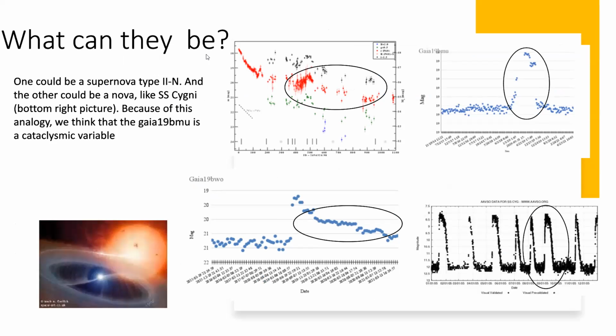So what could they be? One of these could be a supernova type 2N, and the other could be a nova, like the SX Cygni right here on the bottom right. And because of this analogy, we think that the Gaia 19 BMU is a cataclysmic variable, like the one on the bottom.